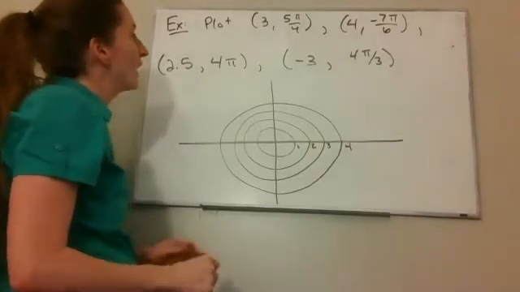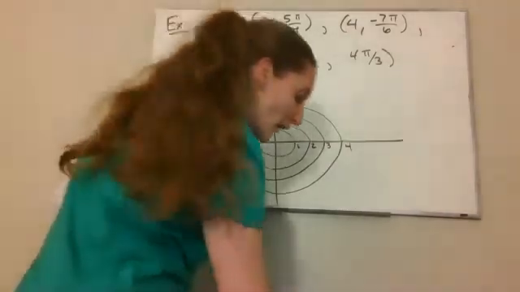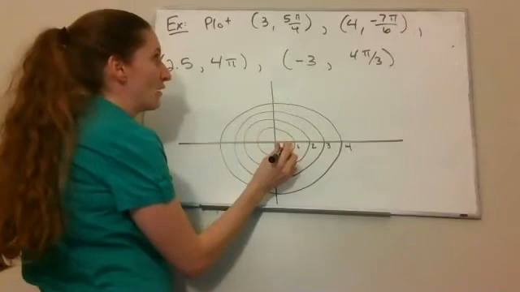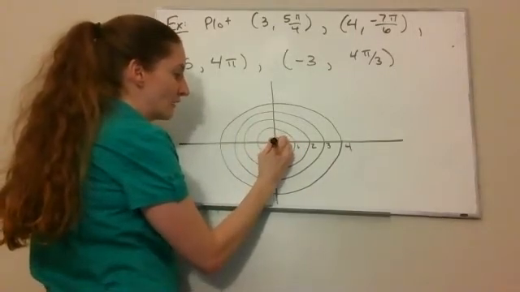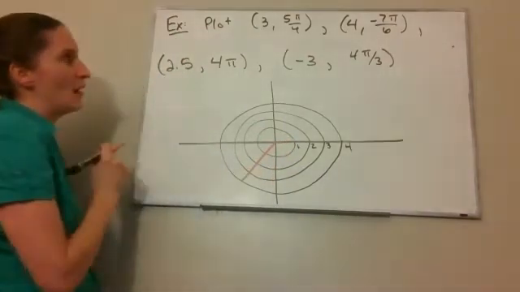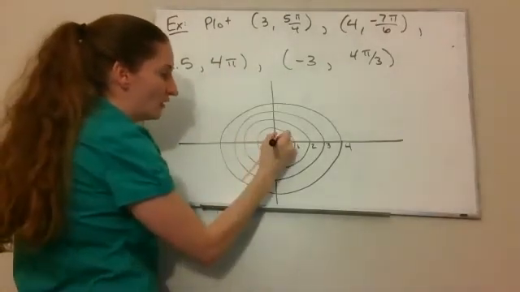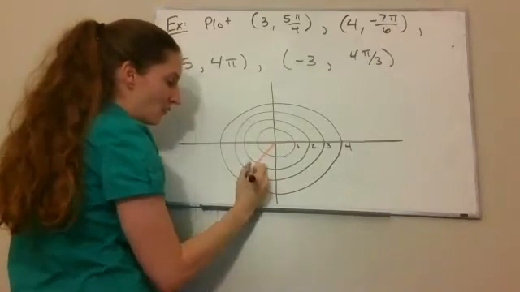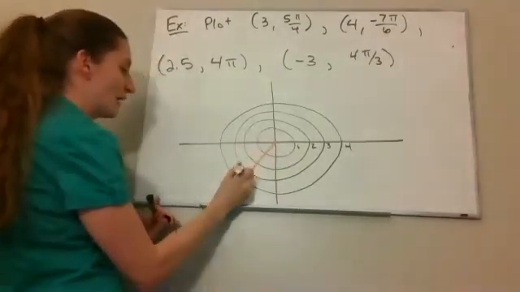So our first point, (3, 5 pi over 4). An angle of 5 pi over 4 is positive, so that means I'm going around counterclockwise. 5 pi over 4 is this angle down here that I'm marking in orange. Now, I need to be at a distance of 3 along that angle. So I have 1, 2, 3. Here's my point right there. That point in orange is the point (3, 5 pi over 4).